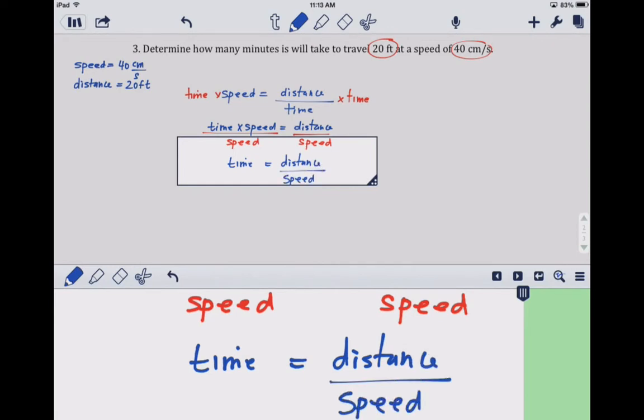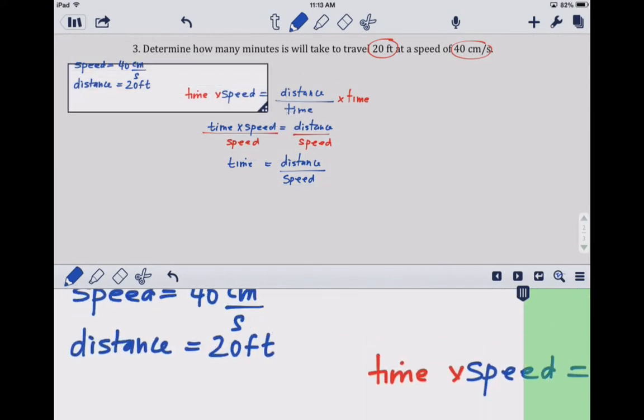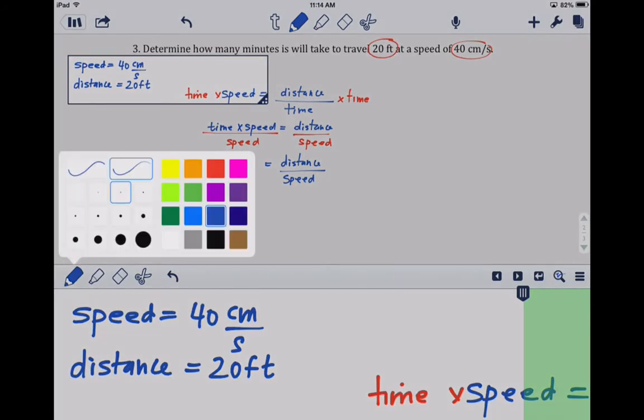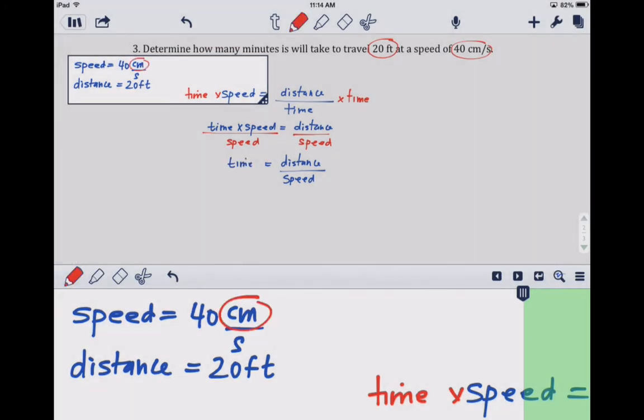Now, if the problem were easier, I could just plug in at this point. However, I have an issue. The units do not agree. I have two different length units here. I have centimeters and feet. I need them to agree. It does not matter which way I convert. I could convert centimeters to feet, or I could convert feet to centimeters. I prefer to convert feet to centimeters because it doesn't involve a two-part unit of centimeters per second.